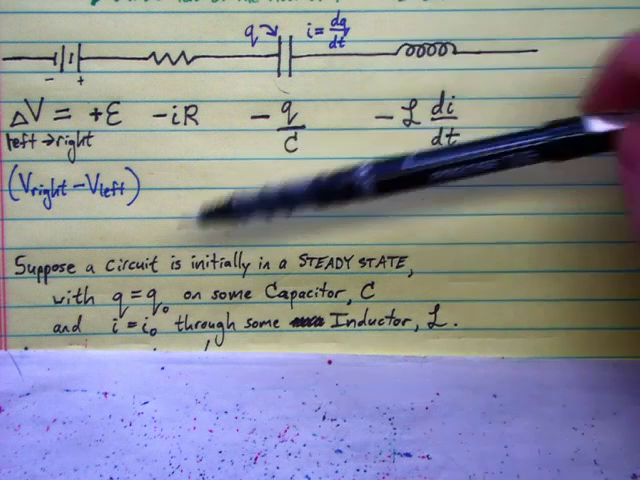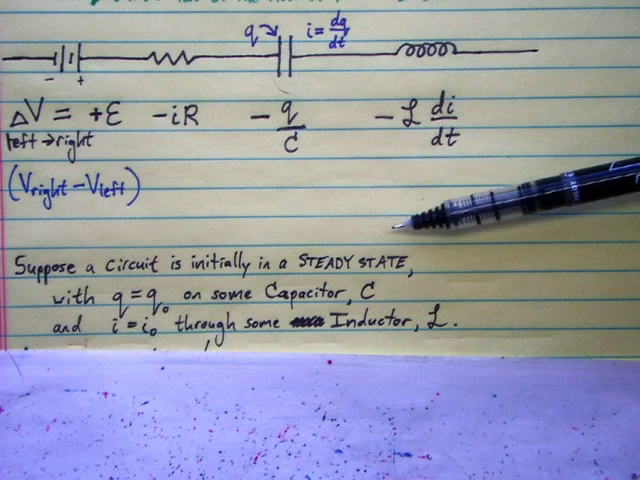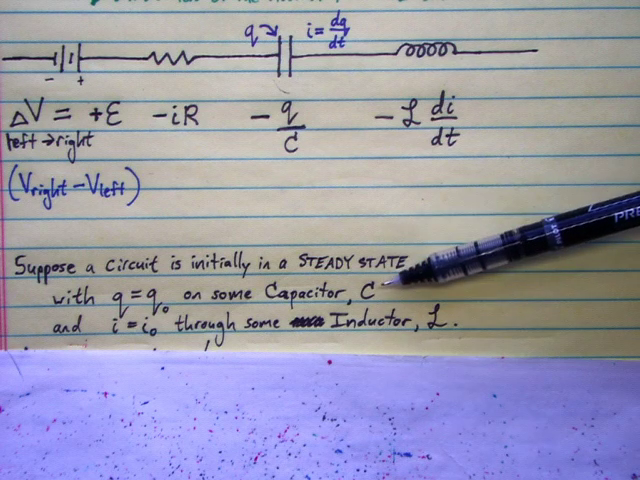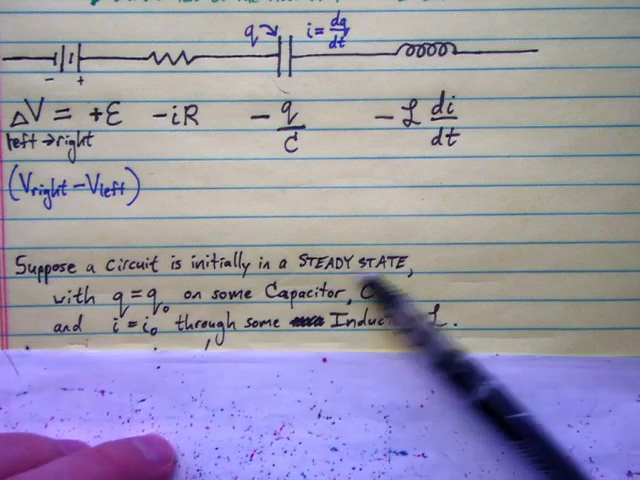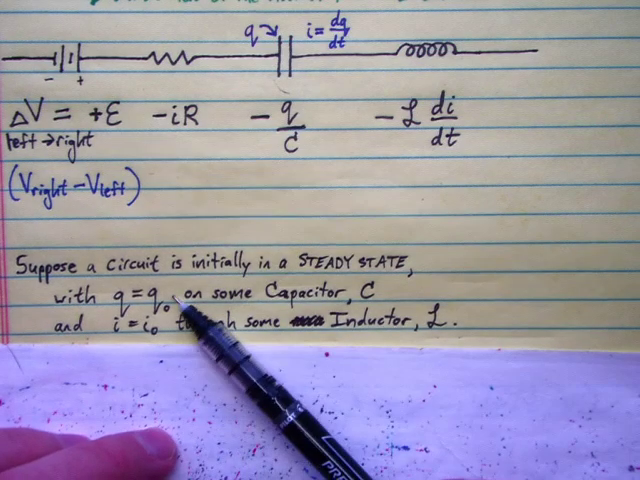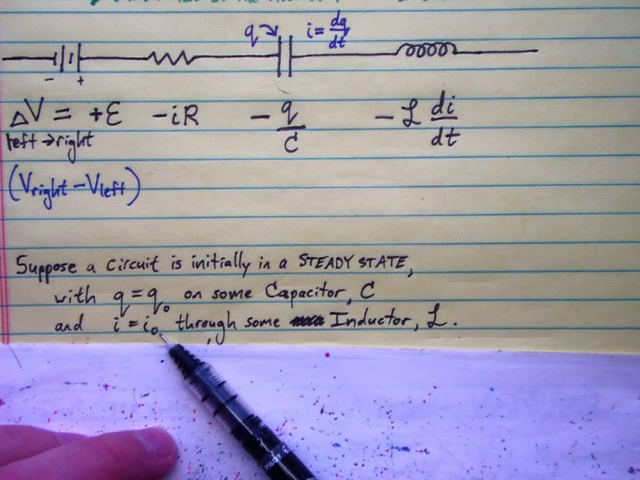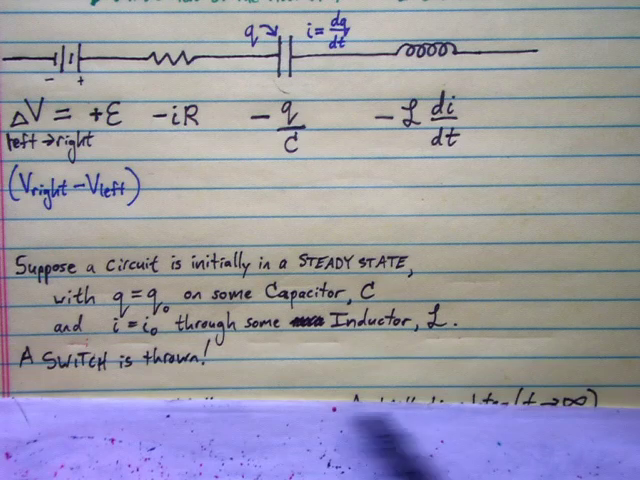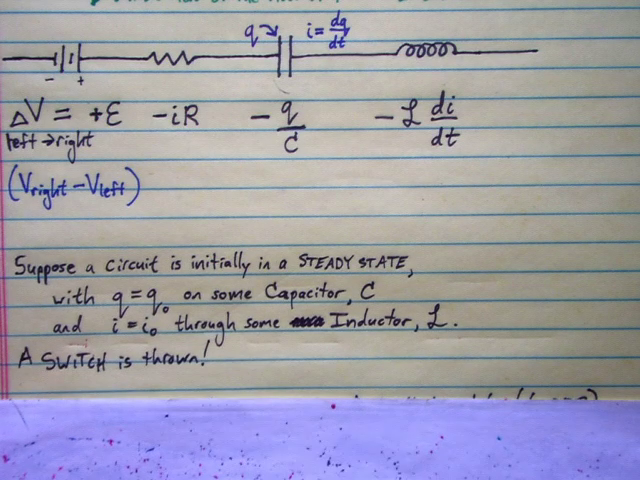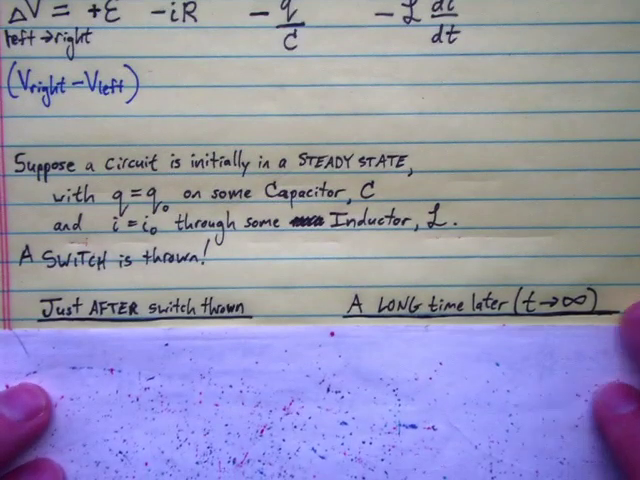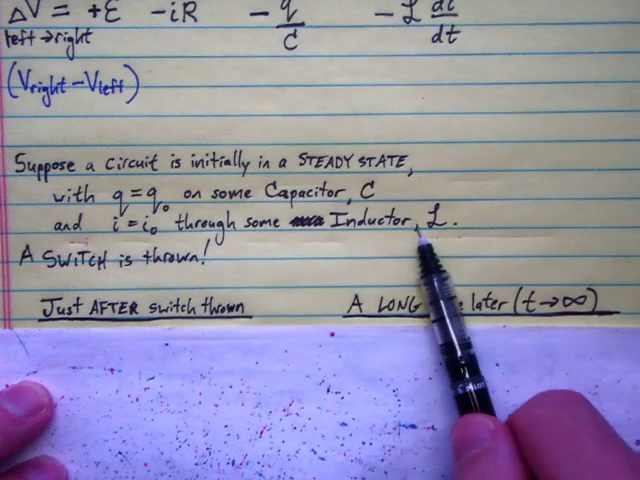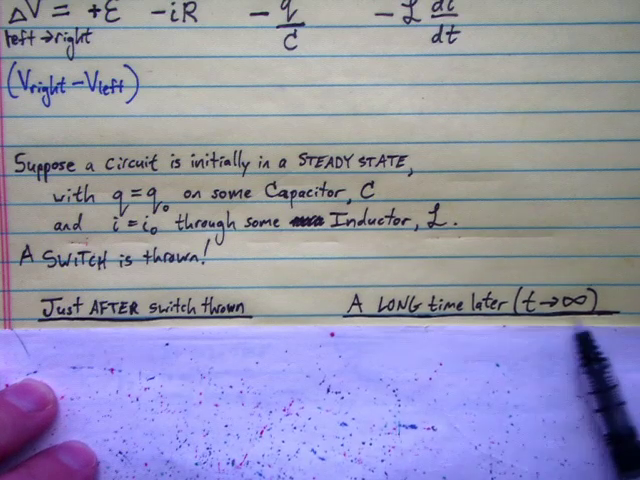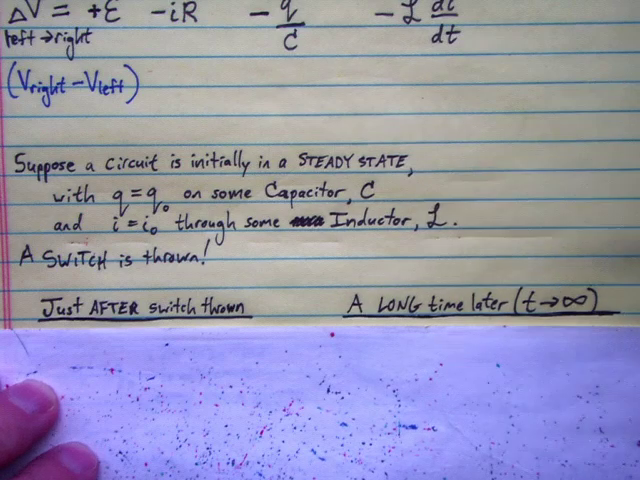So suppose we've initially got some current in an equilibrium state. We have some capacitor or multiple capacitors in that circuit and some inductors in that circuit. So suppose in our initial steady state, we've got some charge Q naught on a capacitor and some current I naught flowing through some inductor. Then we throw a switch. So what changes right away and what changes if we wait a really long time? What happens just after the switch is thrown in your capacitor and your inductor, and what happens a long time later as t goes to infinity?